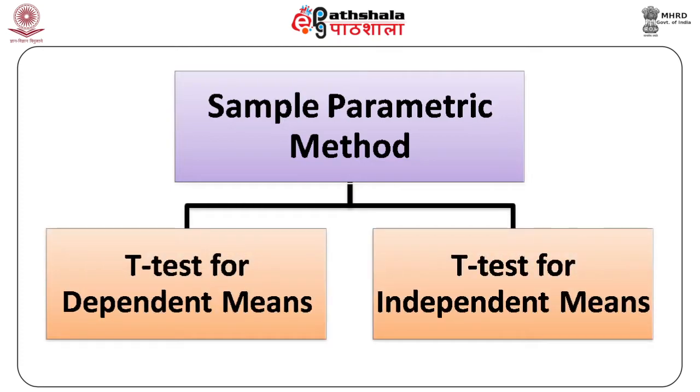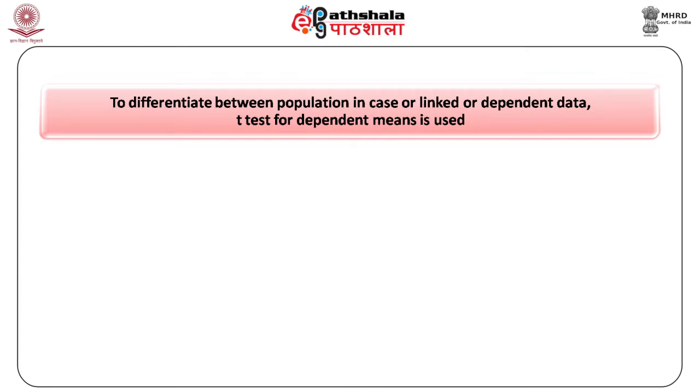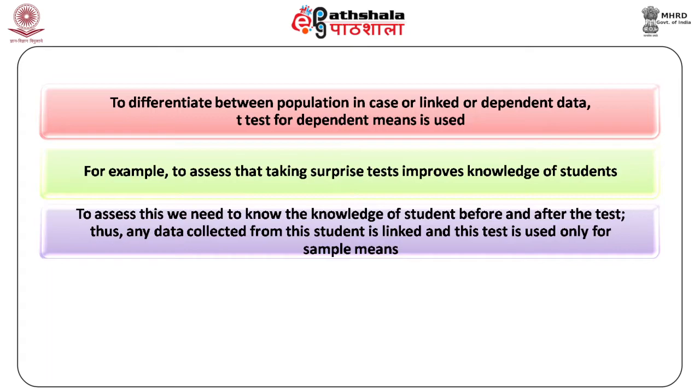First, t-test for dependent means. To differentiate between populations in the case of linked or dependent data, the t-test for dependent means is used. For example, to assess whether taking surprise tests improves the knowledge of students, we need to know the knowledge of students before and after the test. Thus, any data collected from these students is linked. This test is used only for sample means.